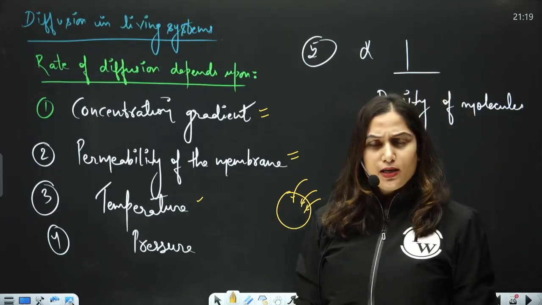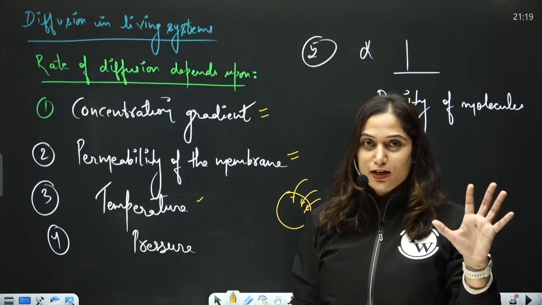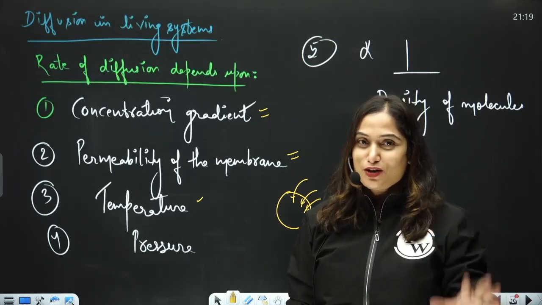Temperature. The more the temperature, the more would be the kinetic energy of the molecules, and the more would be the rate of diffusion.